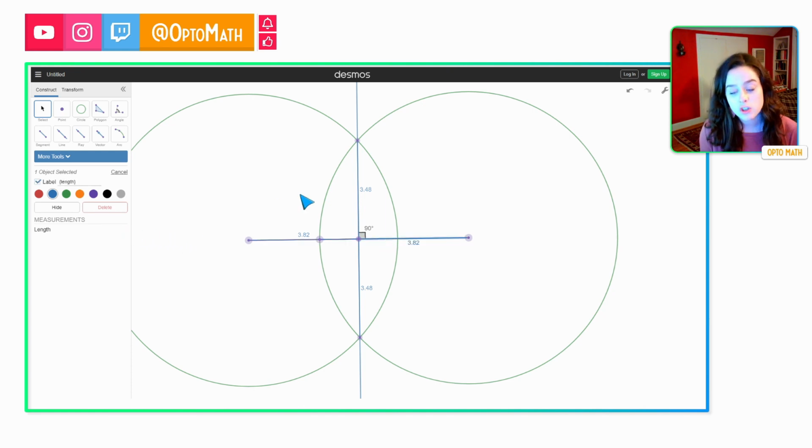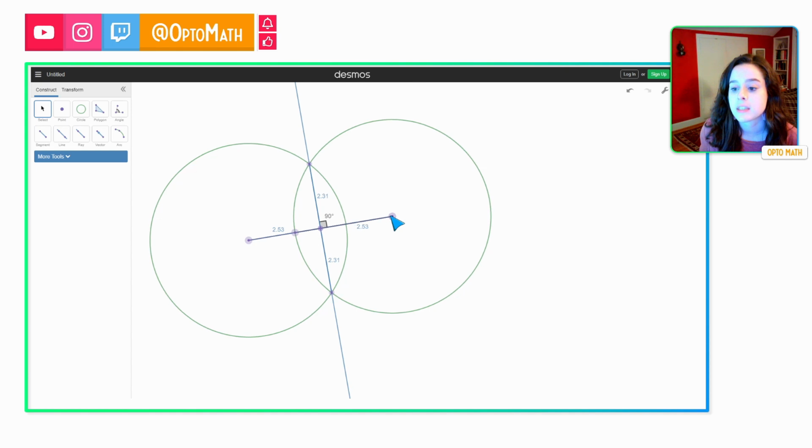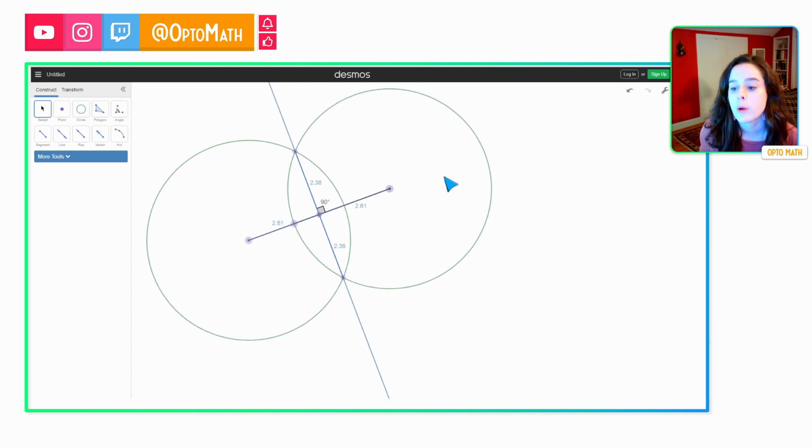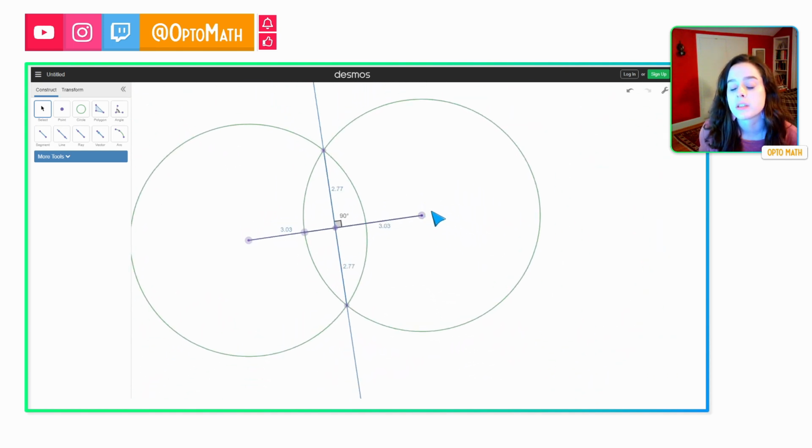And they do match. So we see they're perpendicular bisectors. Again, let's drag around our point. We see that they keep staying the same no matter how we drag them. So they are true perpendicular bisectors.